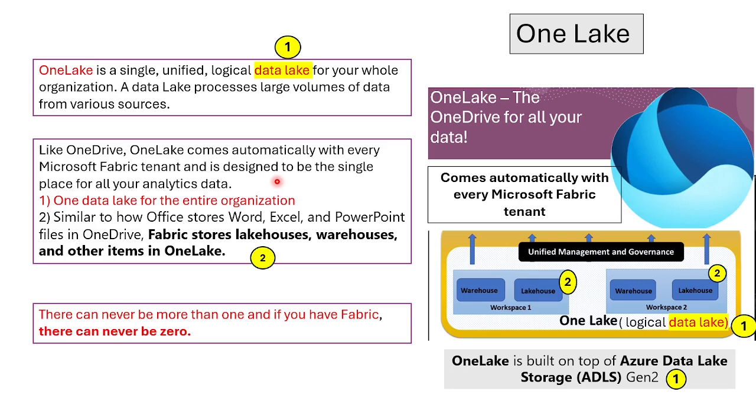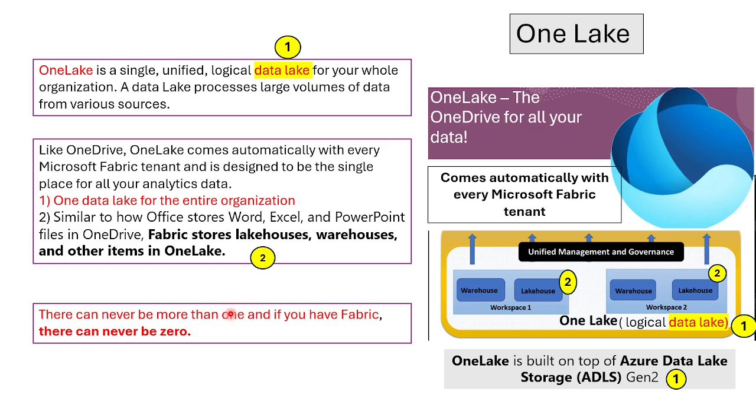OneLake is your one data lake for the entire organization. This is a pretty powerful statement if you want to understand Fabric as a product. And similar to how Office stores Word, Excel, and PowerPoint files in OneDrive, Fabric stores lake houses, warehouses, and other items in OneLake. So in OneLake, you're going to have one parent folder that is your workspace folder. And when you go inside of that workspace folder, you will have other subfolders which can be your lake houses, can be your warehouses, or can be any storage solution of that sort.